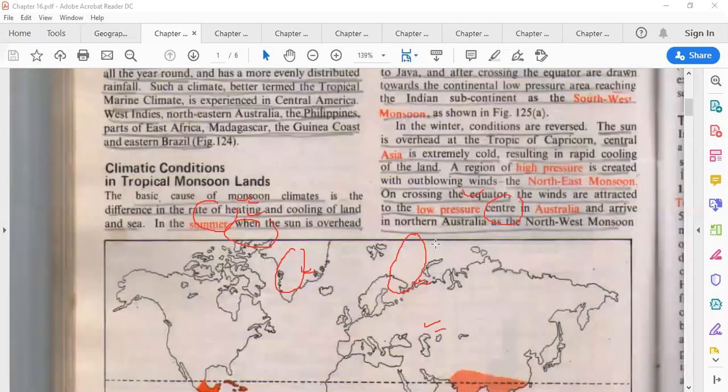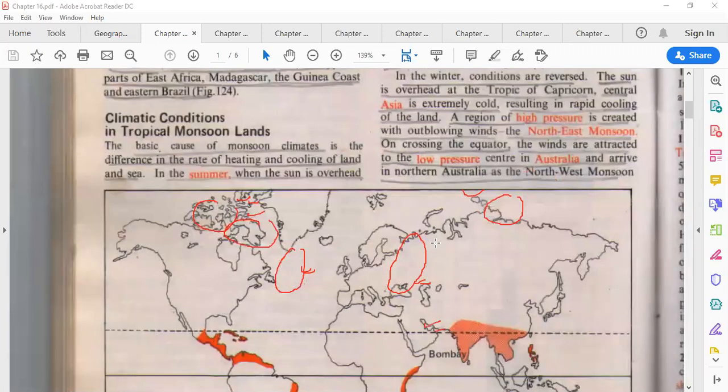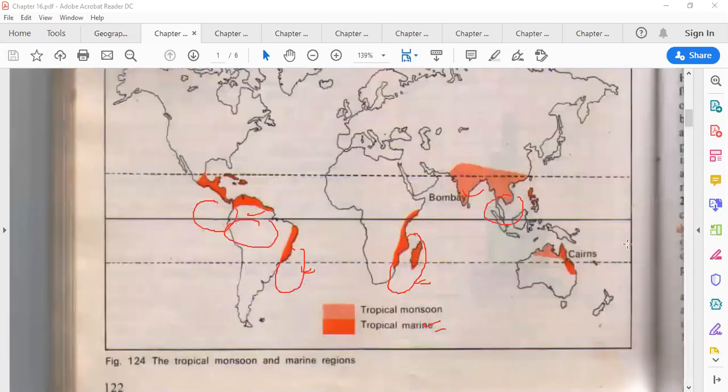Seasonal reversal of winds happens in tropical monsoon or marine climate, and a low pressure region is created. Even in Australia, the region around the northern portion of Australia, northern and some northeast portion, Cairns, these areas are having tropical monsoon and marine climate. So let's try to see some properties of these regions. What are the properties of these tropical monsoon and marine climates? We'll be going from east to west. Tropical deciduous forests are grown in tropical monsoon or marine climate.